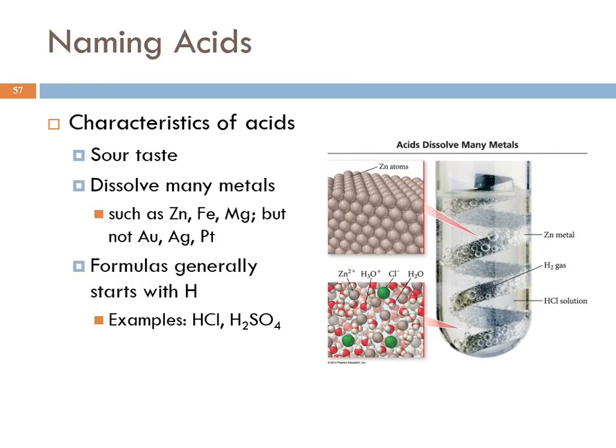Other characteristics of acids, they dissolve many metals, not all of them, but zinc, iron, and magnesium will dissolve in acids. Gold, silver, and platinum do not, which is one of the reasons why people make jewelry out of gold, silver, and platinum. And formulas of these acids usually start with H, like HCl, H2SO4.